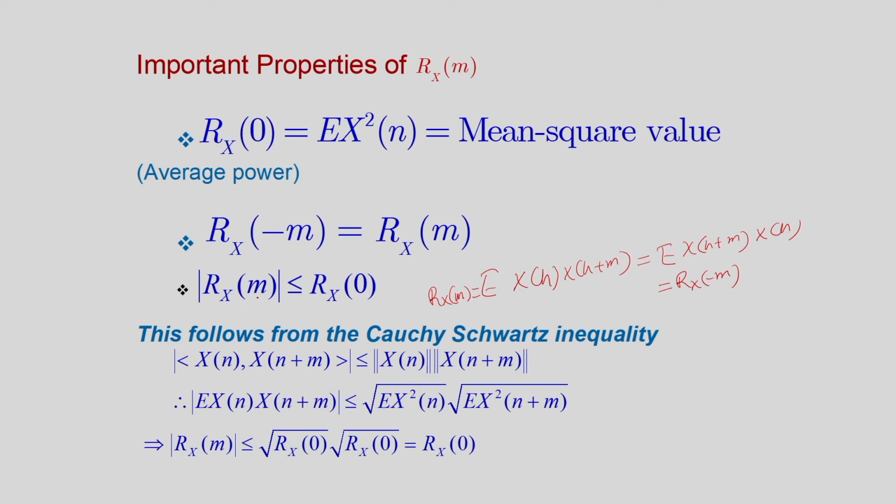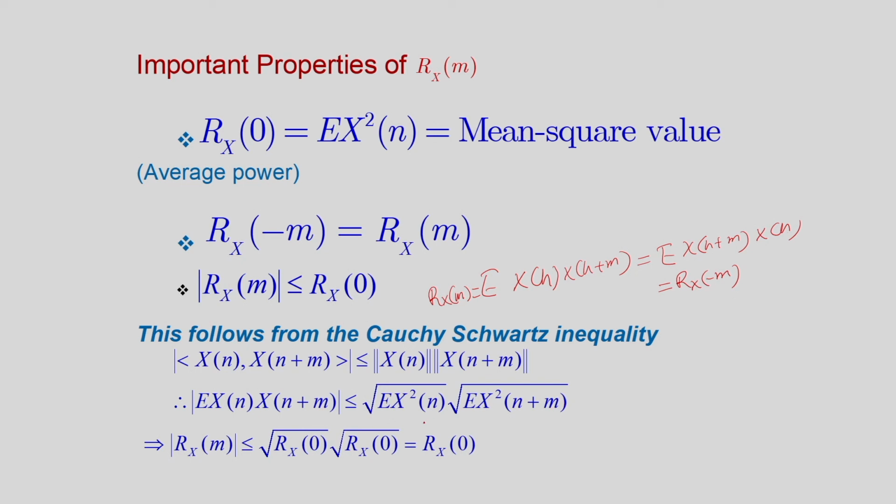Then the magnitude of Rx of m at any m is less than or equal to Rx of 0. We can prove this using the Cauchy-Schwarz inequality that we know. So, if we take the inner product of x n and x of n plus m, the magnitude of that will be less than the norm of x n into the norm of x of n plus m. The inner product is expectation, so the magnitude of E of x n into x of n plus m is less than or equal to the norm of x n, which is the square root of E of x square n, times the norm of x of n plus m, which is the square root of E of x square n plus m.